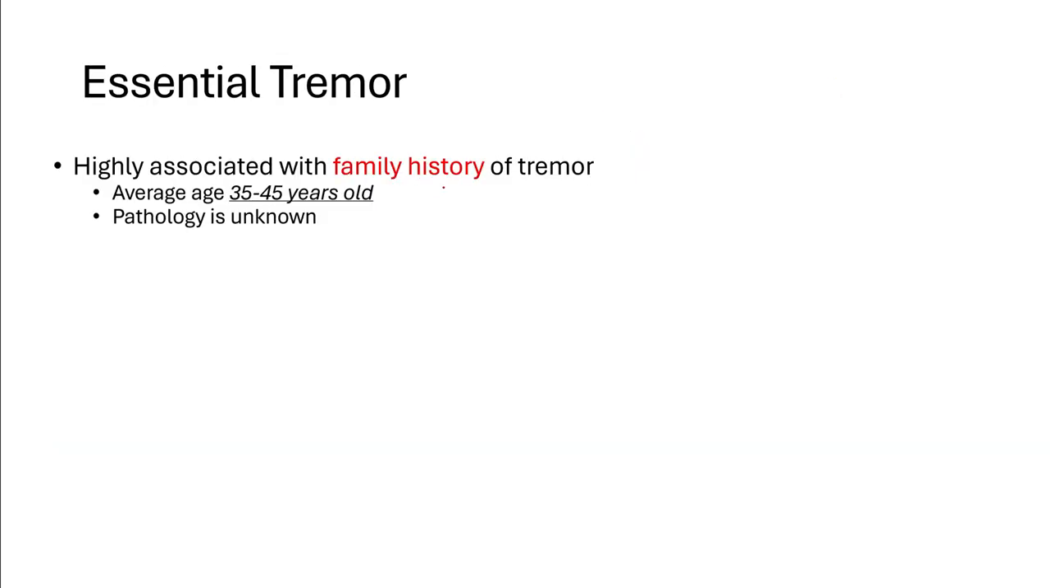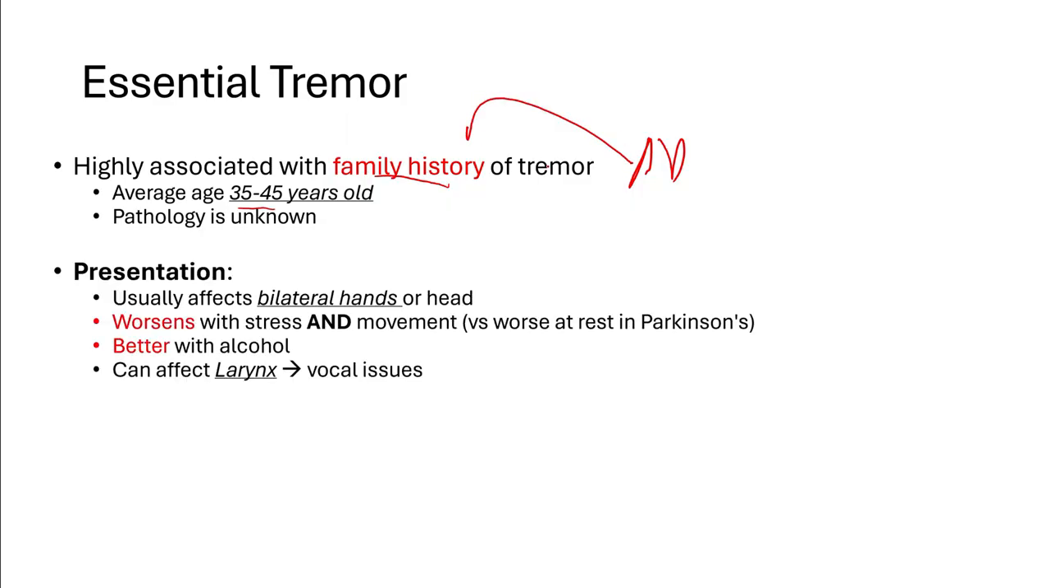The next pathology we'll talk about will be essential tremor. This is highly associated with a family history of tremor. The average age of onset is between 35 and 45, so relatively young, and the overall pathology is not known, but it is known to be autosomal dominant and associated with family history. Presentation is typically going to be bilateral hands or the head. Sometimes it can even affect the larynx, which can cause vocal issues.